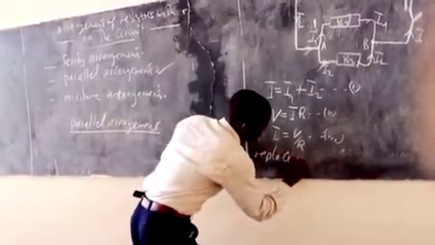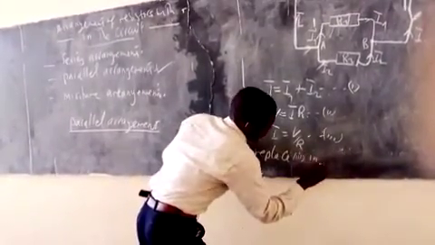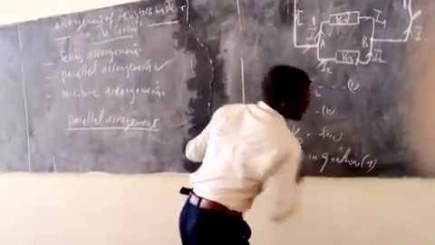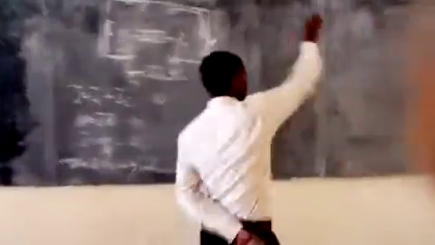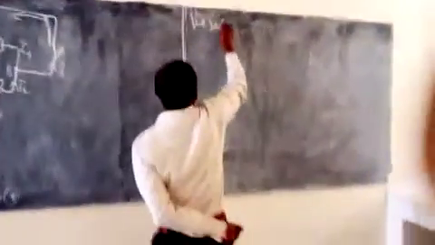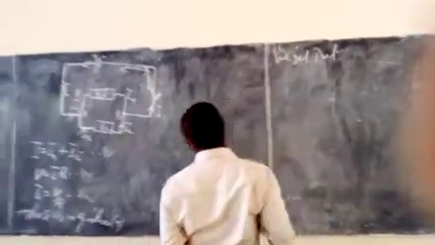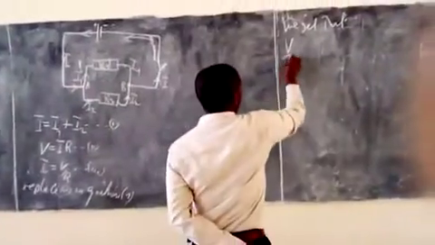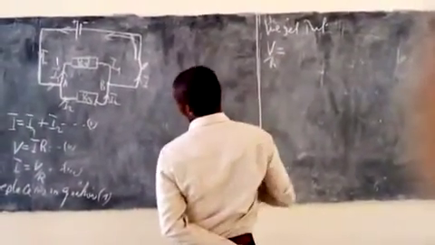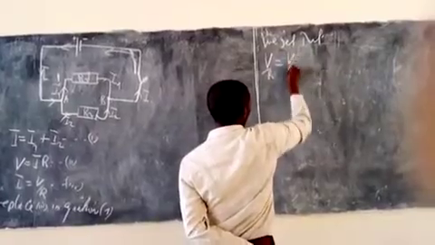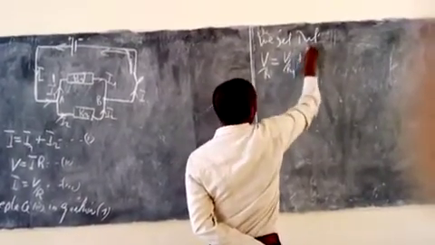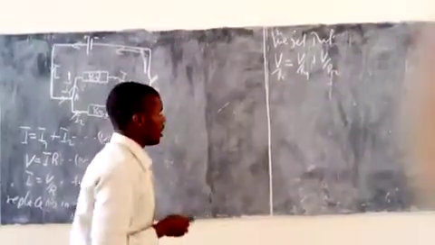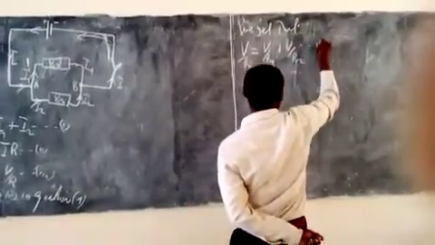Replace equation number 3 in equation 1. We get that V divided by R will be equal to V divided by R1 plus V divided by R2. Then you call this equation number 4.